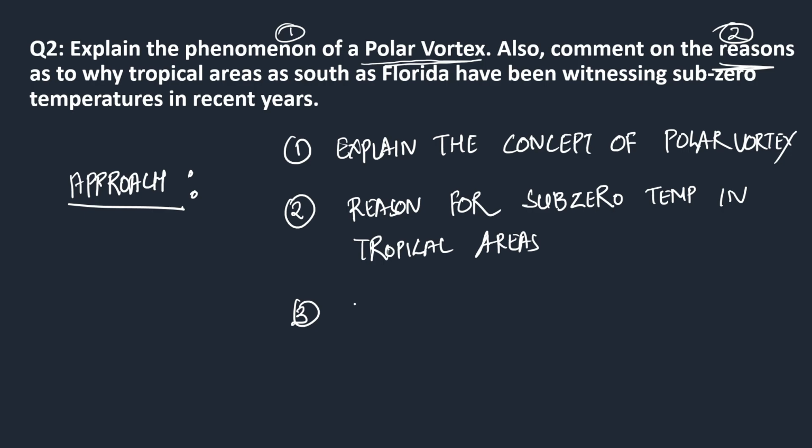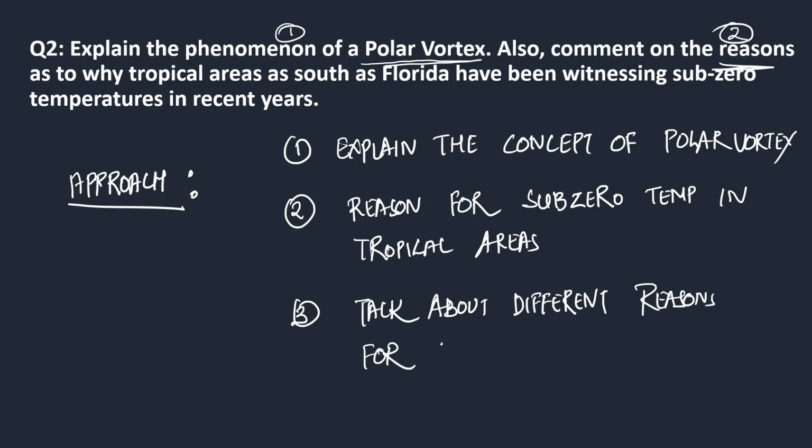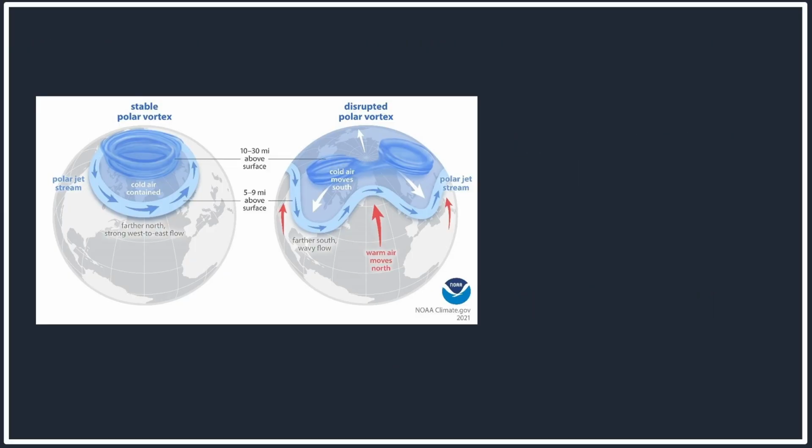Third thing is, in short, talk about different reasons for this polar vortex event. What are the other reasons? You should write it. Clear? So let me briefly explain the phenomena first so that you can easily write.